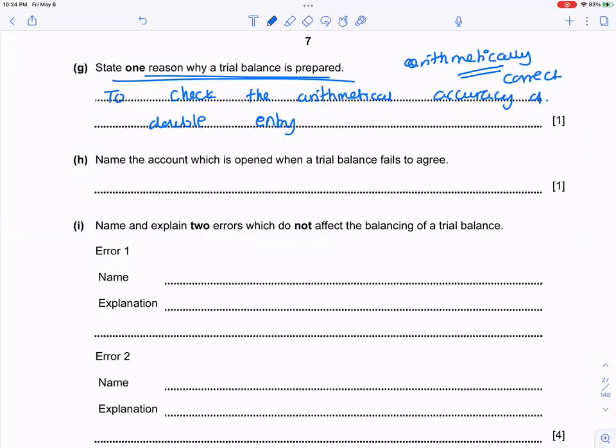Okay, fine. State one reason why a trial balance is prepared: to check the arithmetical accuracy of the double entry. Name one account which is prepared when a trial balance fails to agree. Suspense account. If your trial balance does not agree, then you prepare a suspense account.